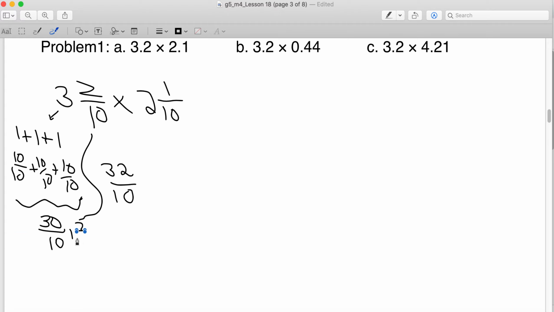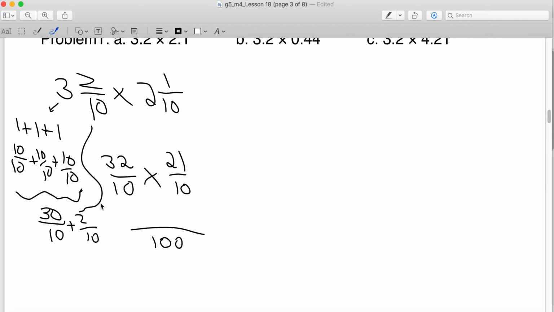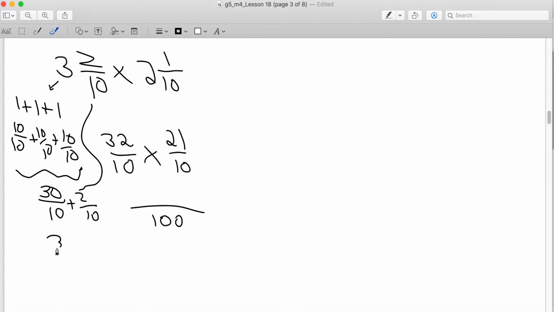So all we did was really convert from a mixed number to an improper fraction. That is not new for you guys. You know how to do this, okay? Times, and I hope you're okay with me putting 21 tenths here, okay? All right, so then I'm going to do 10 times 10, which we know is 100. And then what in the world is 32 times 21? All right, well, let's do that down here, okay?